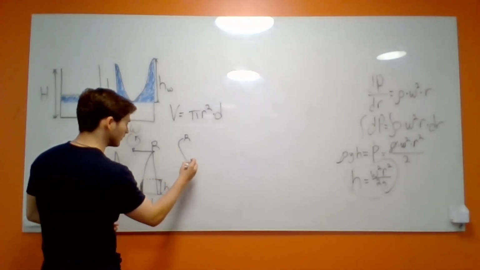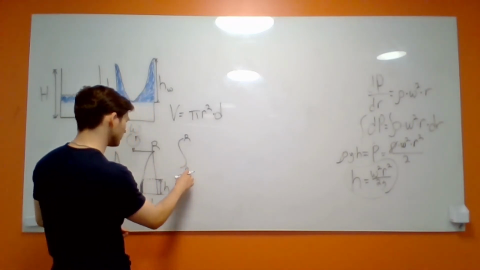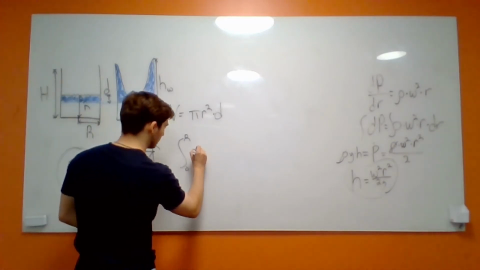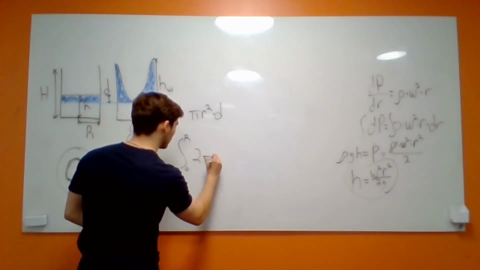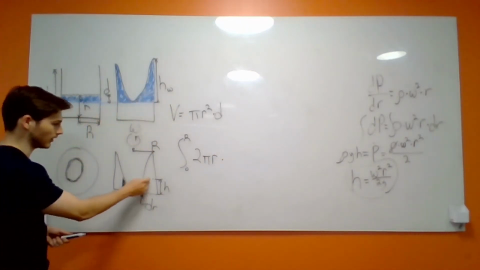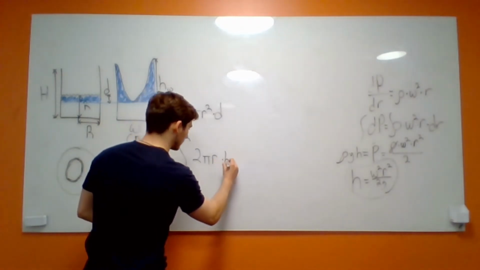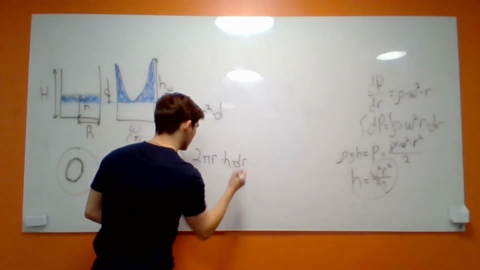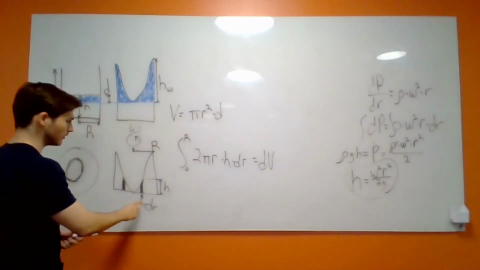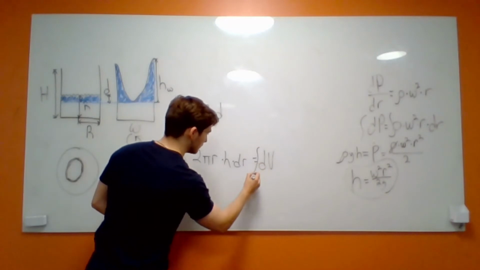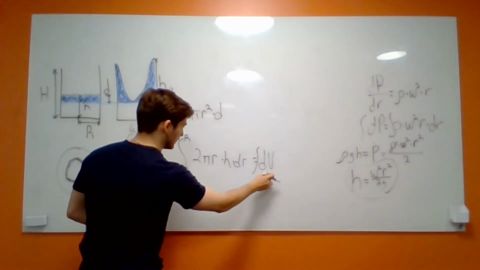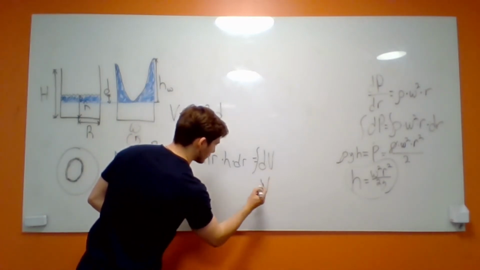And so the integral from 0 to r of the circumference of a circle, so 2 pi r, times the height of that segment times the changing of the radius is equal to the changing of the volume, the integral of the changing of the volume, right? And so taking this integral and taking this one, we'll get another expression for volume.